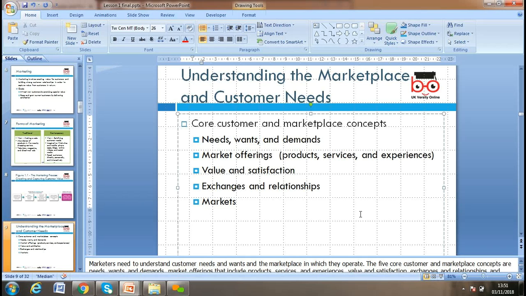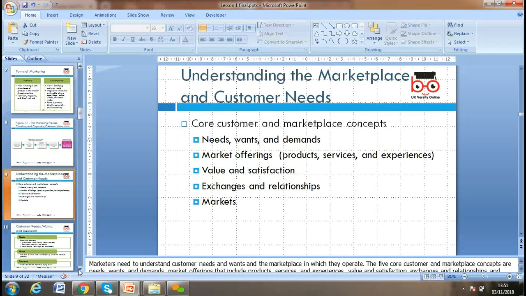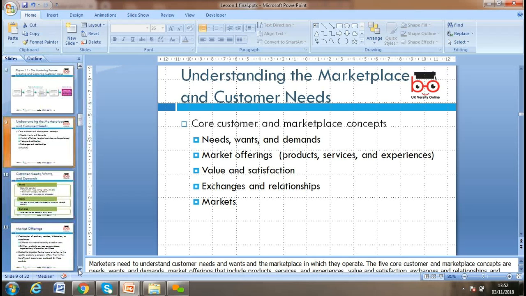Demands mean the customer wants this color, this size, this place, this location, this price. All these are demands we need to meet for the customer. So, market offerings: products, services, and experiences, through which the customer gets value and satisfaction. The exchange relationship, all this comes under marketing, which we need to focus on in our processes.